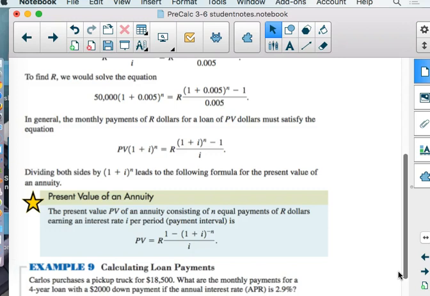So one of the things that they do is they divide both sides by 1 plus I to the n, just to try to tidy it up a little bit, so that present value will be over here by itself. And that's what this says. Dividing both sides by that is going to lead to this formula, which is not quite as messy.